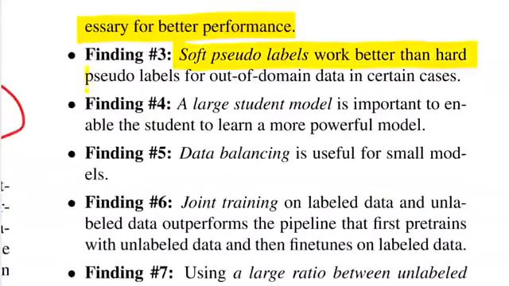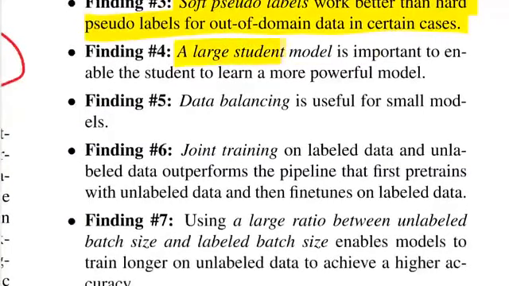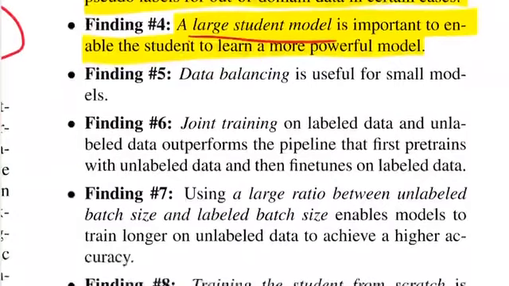Third, soft pseudo-labels work better than hard pseudo-labels for out-of-domain data in certain cases. Fourth, a large student model is important to enable the student to learn a more powerful model. Because this is usually called knowledge distillation, if you use a teacher model to train a student model, and it is often used when the student model is smaller than the teacher, because you want to become more efficient. So the teacher is large, you make the student small, and you usually sacrifice some accuracy. And here they say if you want to gain some accuracy, you need a large student model. It can't be a small one.